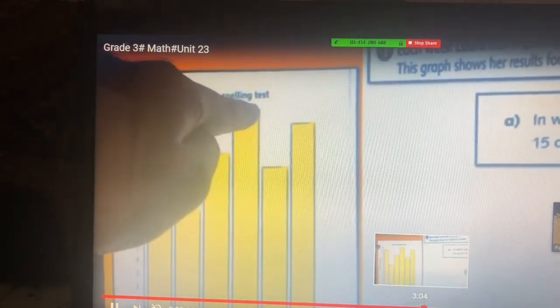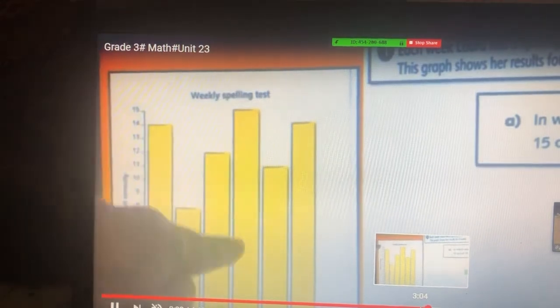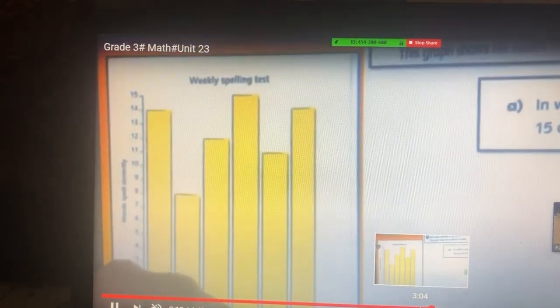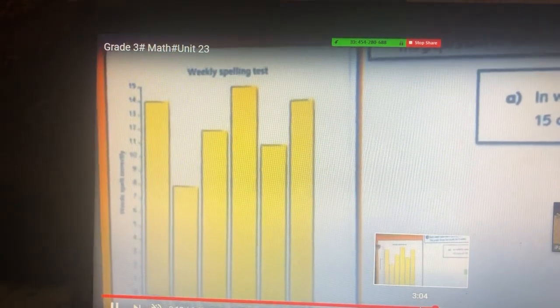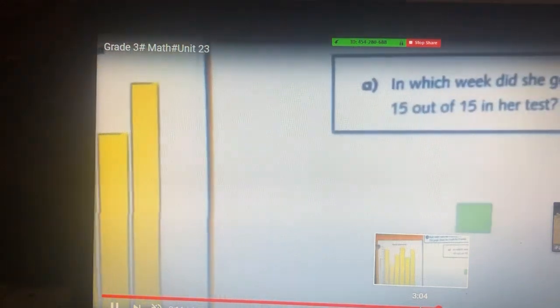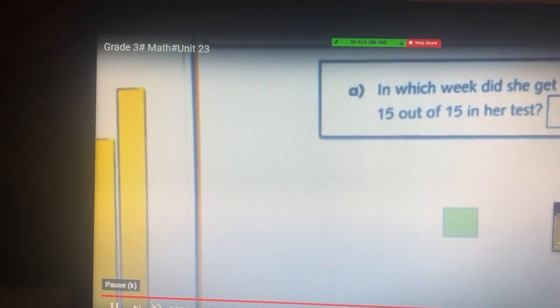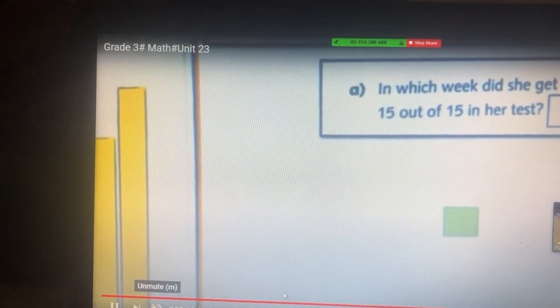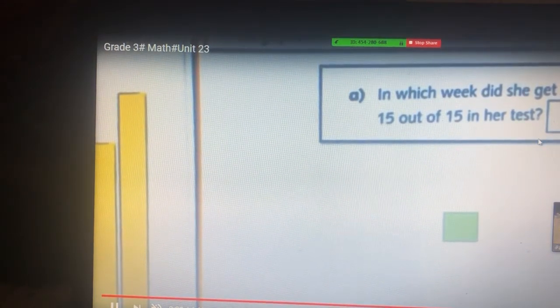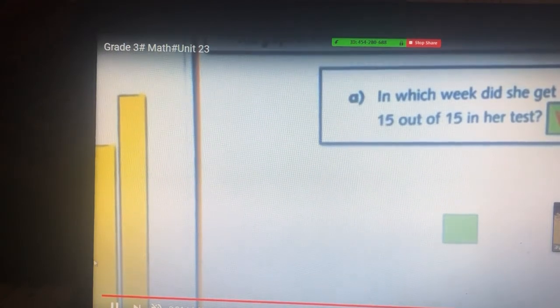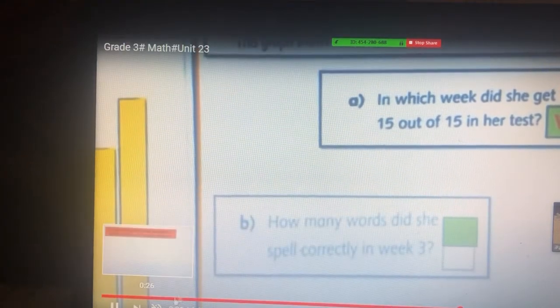So what did I do? I have to use the 3 things that they told me about before. That's going to help me and guide me to do this. Okay, so the answer here is week 4. So I'm going to write in the first one week 4. Okay, let's do another one.